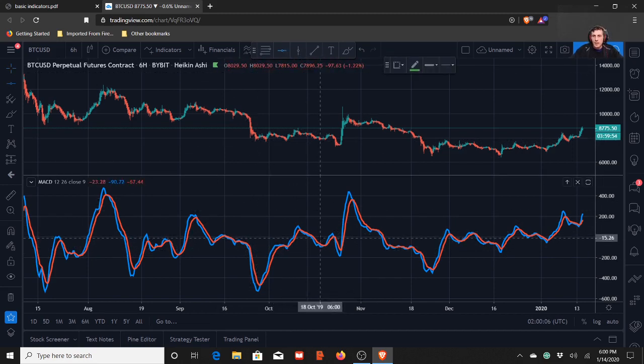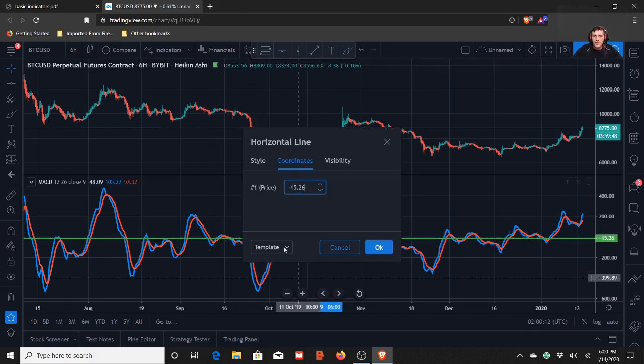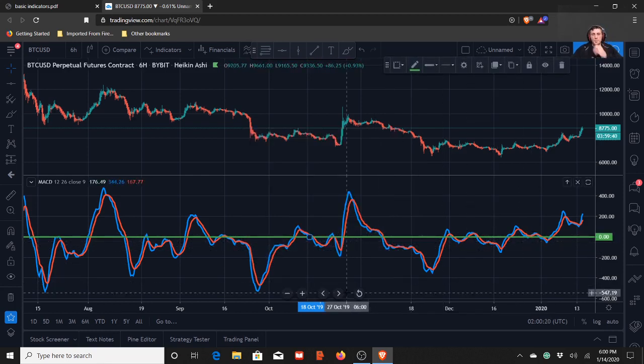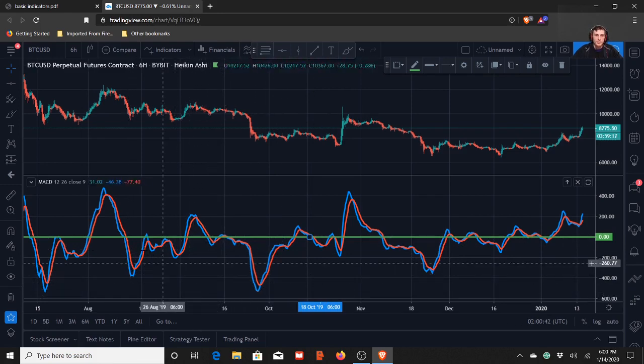So MACD, you have a 0 line right in the middle. Then you can just put the line on there, go into your settings, go to coordinates, and in here just type in 0, and then it'll put it right there at the 0 mark for you. Now, when we are above the 0 line, we are bullish or in an uptrend. When we are below the 0 line, we are bearish or in a downtrend. So I will show you how to do the trends first, and then after that I will show you the crosses. But as you can see here, we are above 0.